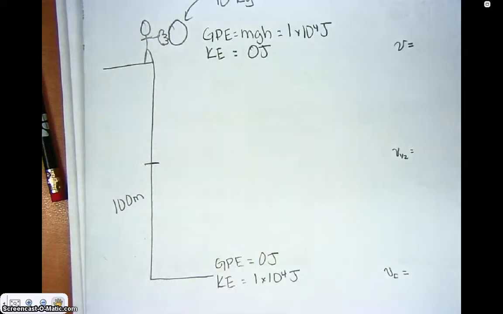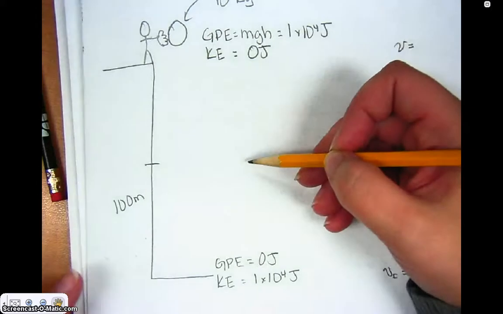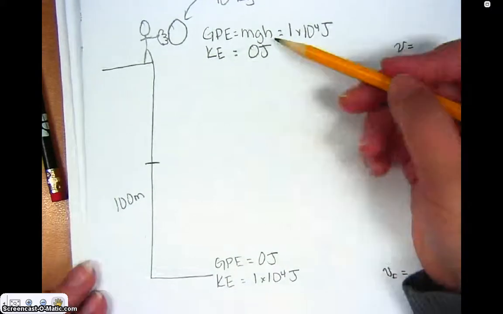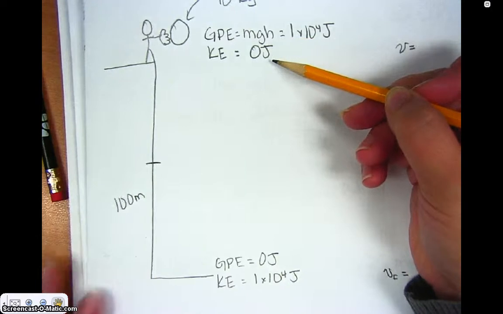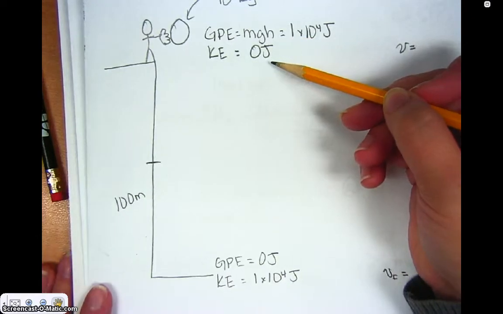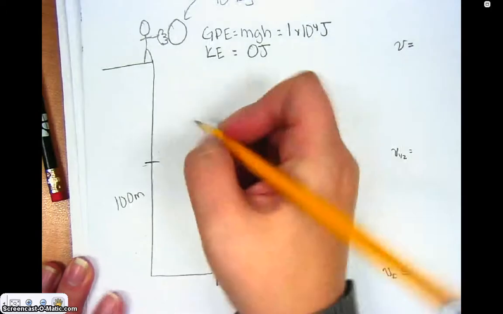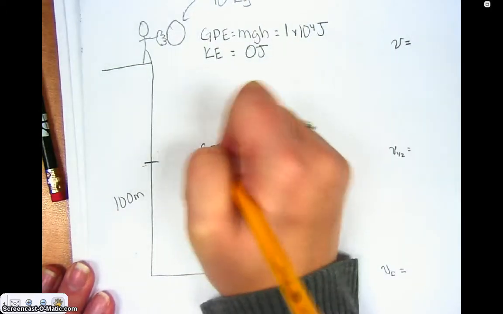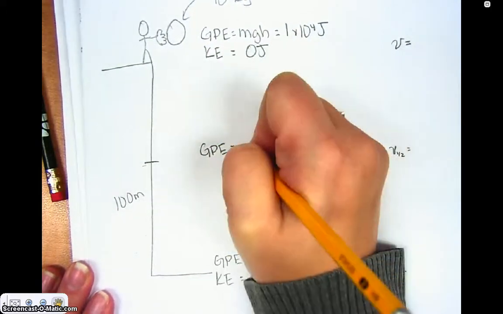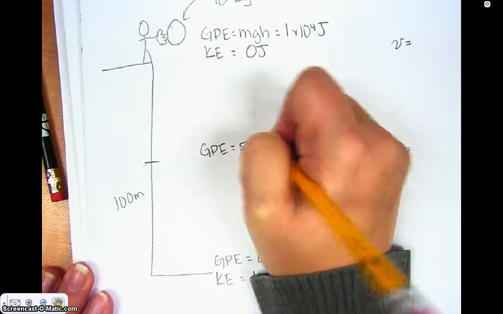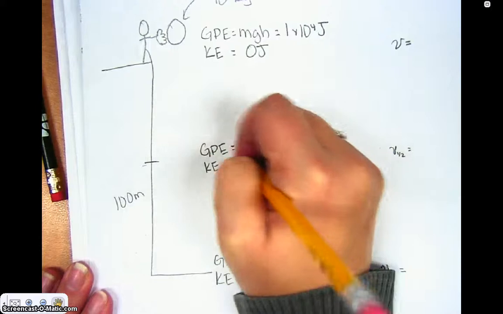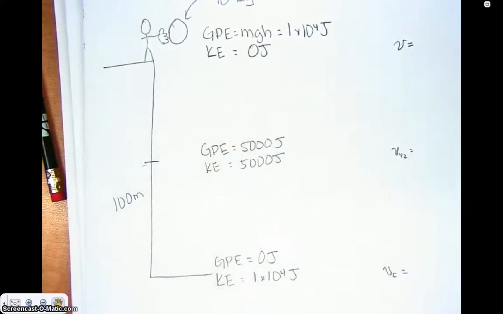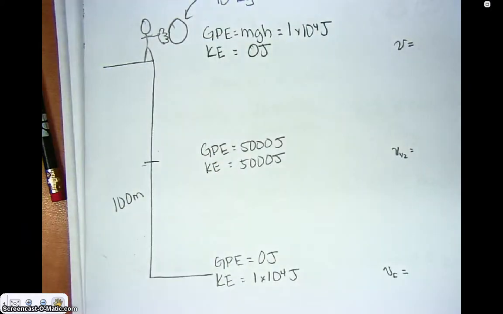Now, if we look at the point where we're just halfway down, here we'd say, well, it's split 50-50. It's lost half its gravitational potential energy, so that means half of it must have gone to kinetic energy. So here at the halfway point, I would say that my GPE is 0.5 times 10 to the fourth, or 5,000 joules. And that means that my kinetic energy at that point is 5,000 joules. All right? So in order to figure out my velocities, this is very easy.